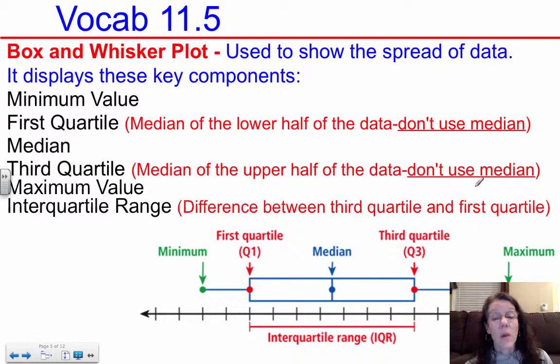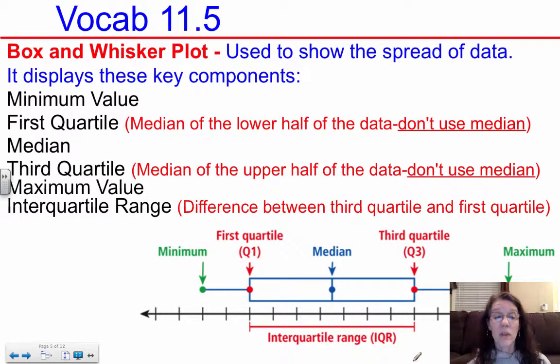All right. We're also going to talk about a box and whisker plot. You have probably been doing box and whisker plots for a long time. They're used to show the spread of data, and it has these key components on it. It has the minimum value, which is the least, the first quartile, which is the median of the lower half of the data. You do not use the median when you're calculating it. The median, which we already said was the middle value. The third quartile, which is the median of the upper half of the data, and again, you don't use the median. And the maximum value.